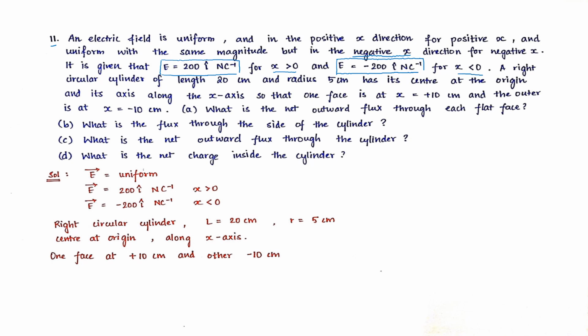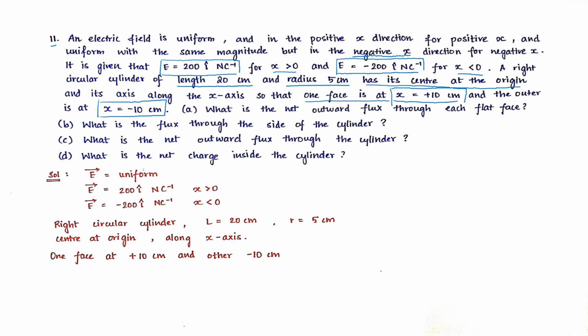A right circular cylinder of length 20 cm and radius 5 cm has its center at the origin and its axis along the x-axis, so that one face is at x equals plus 10 cm and the other is at x equals minus 10 cm.